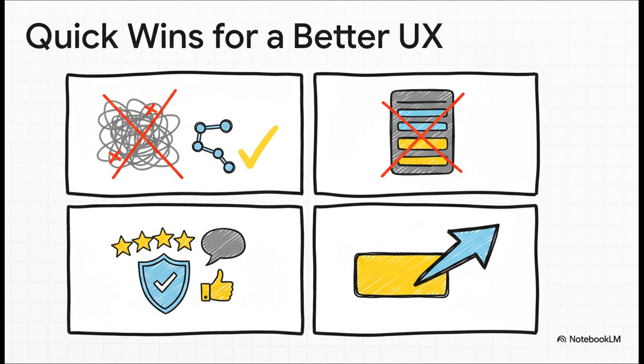Simplify your navigation menus. Seriously, cut down the number of fields in your forms. Every single extra field is just another reason for someone to give up. You'll also have to build trust with things like testimonials and security badges. And finally, your call to action, your CTA button, it has to be impossible to ignore and easy to understand. Something like Get Started Now works way better than just a boring old submit.